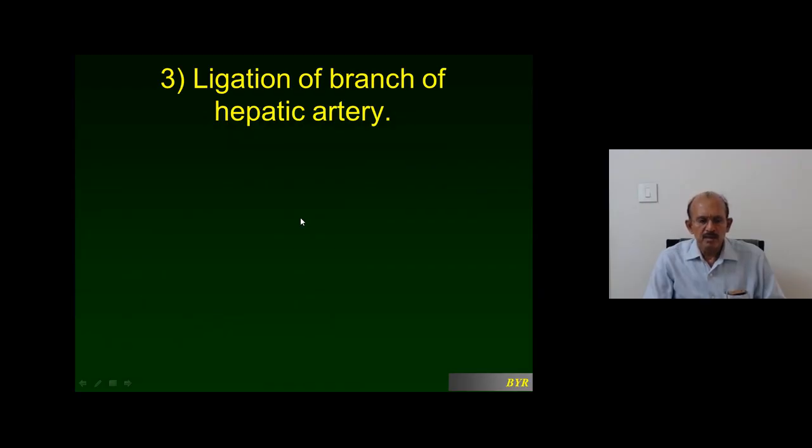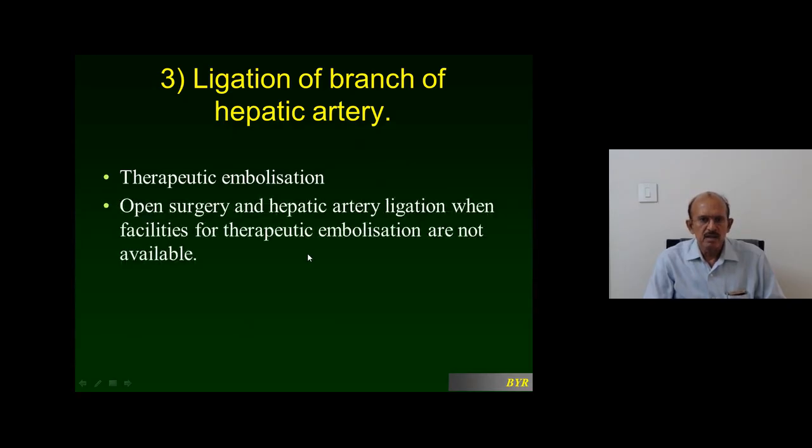The other measures, these are all palliative measures: ligation of branch of hepatic artery by therapeutic embolization, or open surgery and hepatic artery ligation when facilities for therapeutic embolization are not available. So whenever the patient is having an inoperable tumor but is having a lot of pain or hemorrhage from the tumor, then you have to go for these things. This is the last resort, but usually these patients will fare very badly even after surgery.